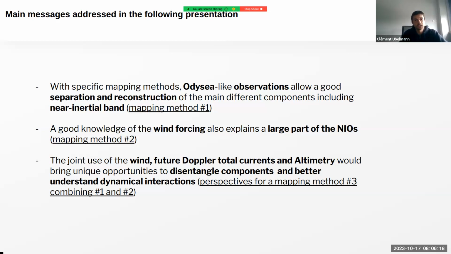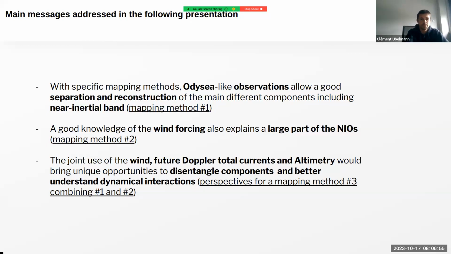Then a third point, which I think should be considered as a bonus: if in the future we have this wind measurement, this future Doppler total current, and also altimetry, which we hope is still going to exist, that would really bring unique opportunities to disentangle different components and better understand dynamical interaction. I will add that there's a lot of research ongoing right now on the interaction between NIOs and mesoscales, and this really brings great opportunities on top of the first two points for the mission.